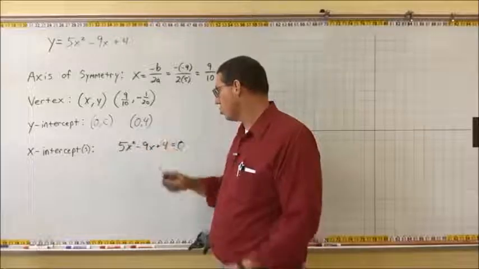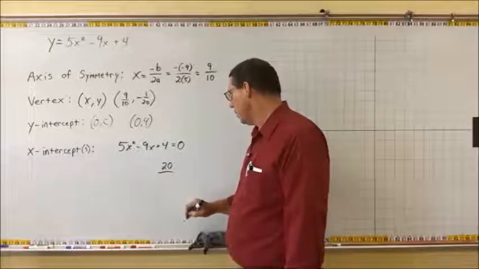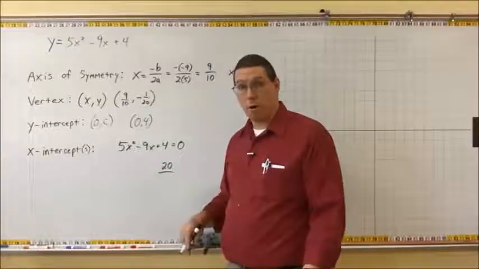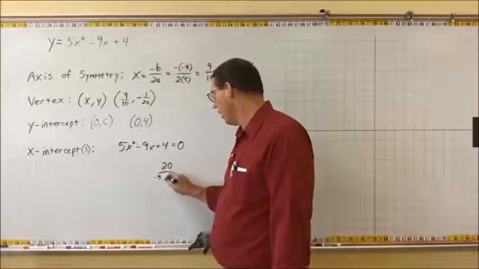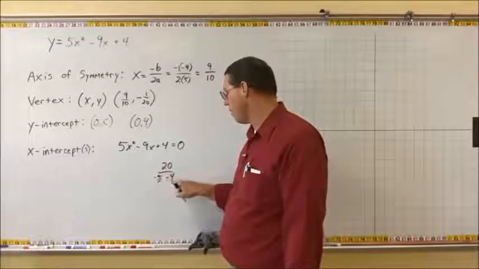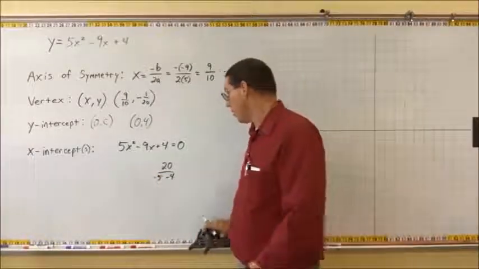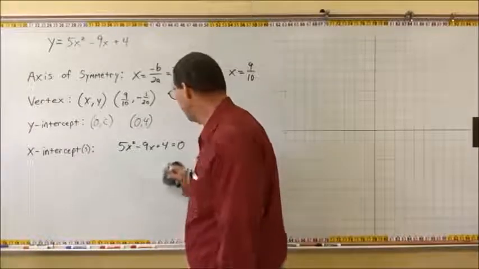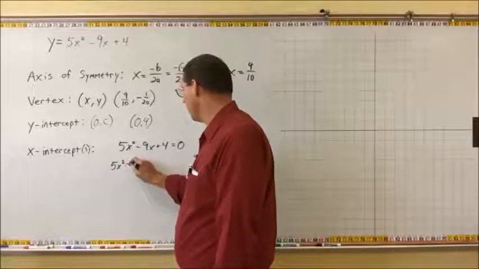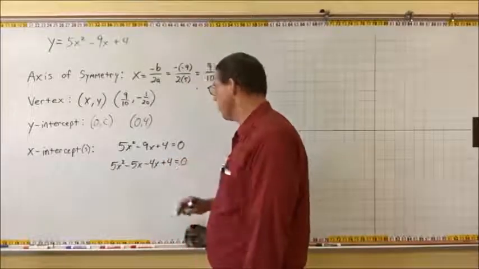Let's see, 5 times 4 is 20. Are there two numbers that multiply to 20 but add up to -9? Well, actually there are. It's -5 and -4. See, -5 times -4 is 20, and -5 plus -4 is -9. So we can actually do product-sum grouping in this particular case. So we've got a -5 and a -4. So we're going to turn this into 5x squared minus 5x minus 4x plus 4 equals 0.